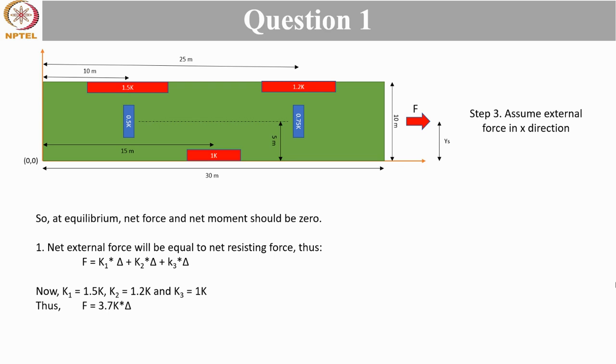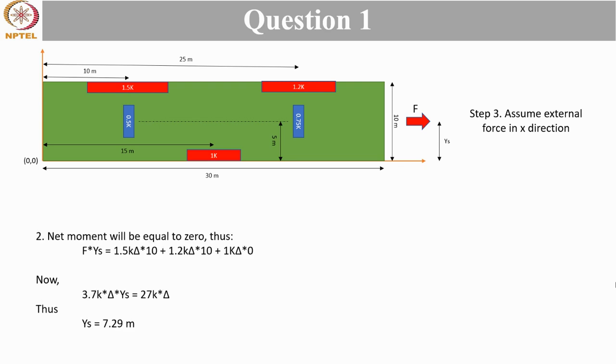Now again at equilibrium, net force and net moment should be zero. So first, the net external force will be equal to the net resisting force. Thus, F is equal to K1 delta plus K2 delta plus K3 delta. Delta here is nothing but the deflection, which will be the same for the whole system. Now K1 is 1.5k, K2 is 1.2k, and K3 is 1k. So F will become 3.75k delta, and net moment will be 0.